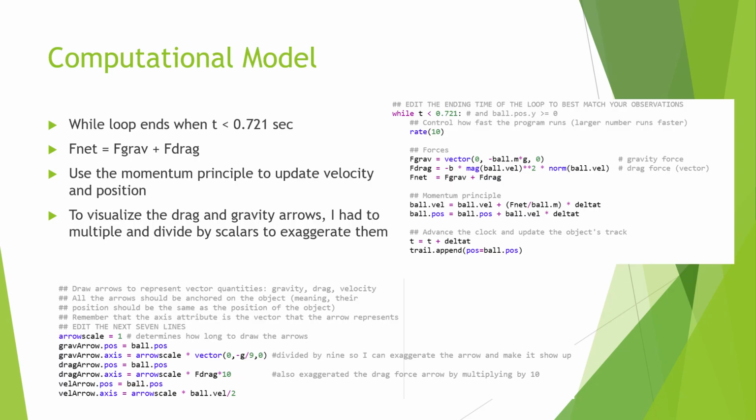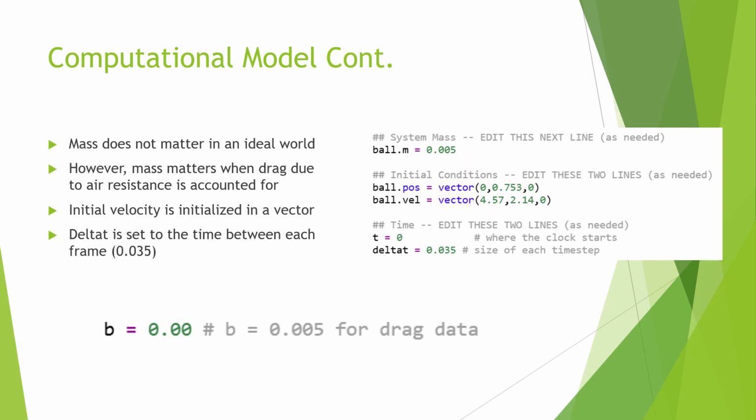F net, so total force, equals force of gravity plus the force of drag. As you can see on the right, that is shown, and all 3 of those forces are defined. And then to visualize the drag and gravity arrows, I had to multiply and divide the vectors to exaggerate them. So you can see the gravity arrow vector was divided by 9, and the drag arrow vector was multiplied by 10, just so the arrows are exaggerated and they're not too small or too big on the screen.